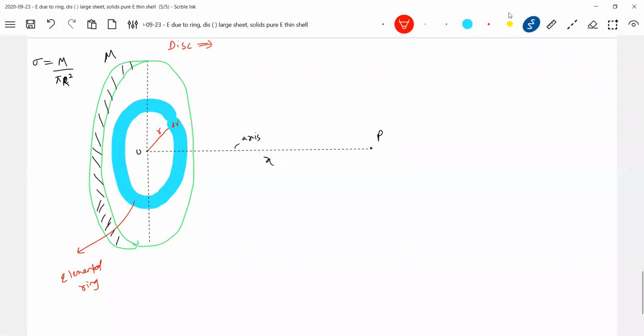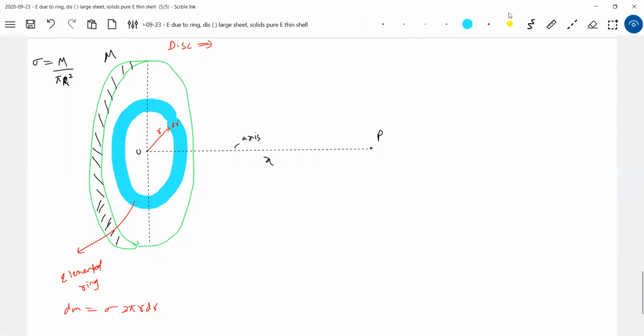First, we'll calculate the mass of the elemental ring. What is the mass? dm is sigma into 2 pi r dr. I think all of you know all this. What is dr? dr is the width of that ring. This line is the axis of the ring, and O is the center of the ring.